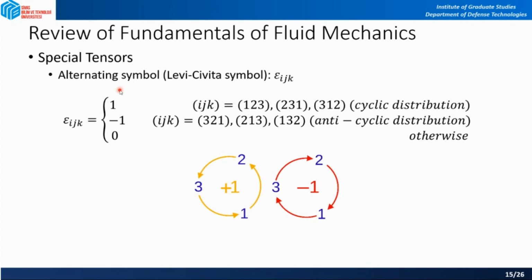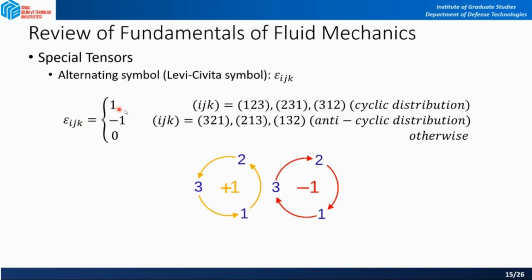The second one is the alternating symbol. So what is it? The alternating symbol. We remember it as the Levi-Civita symbol. It is epsilon ijk. So you've seen this in the definition of vorticity. Remember, the definition of epsilon ijk is like this.